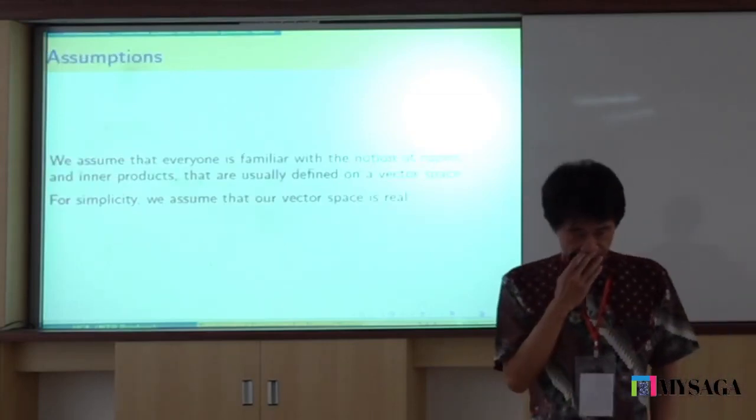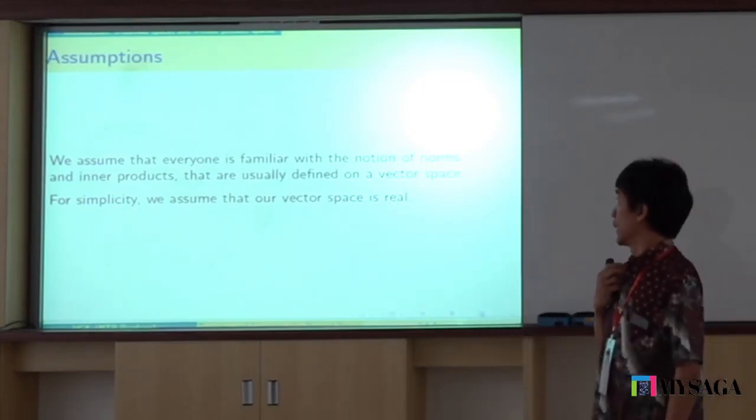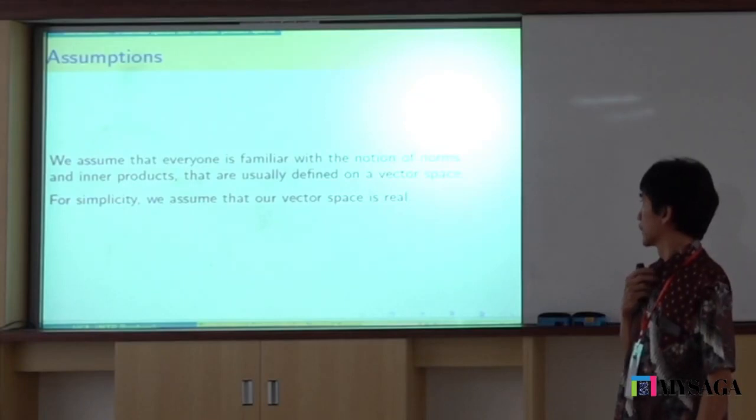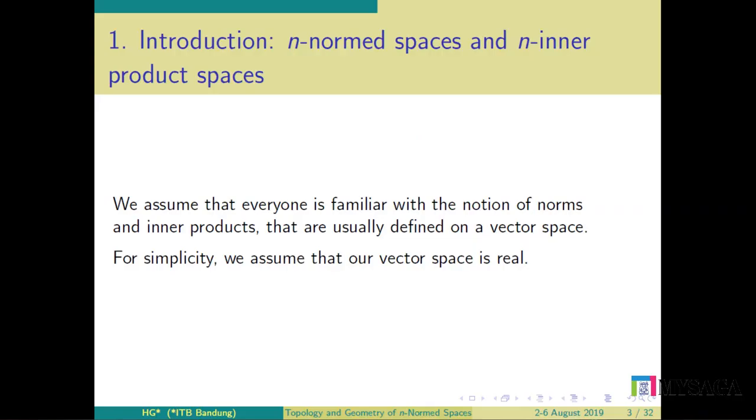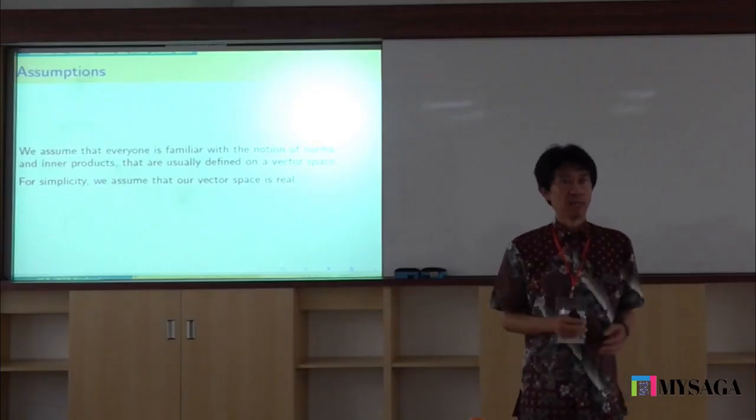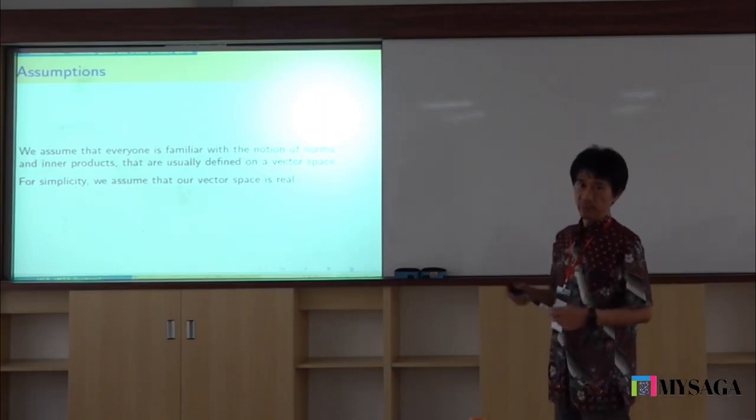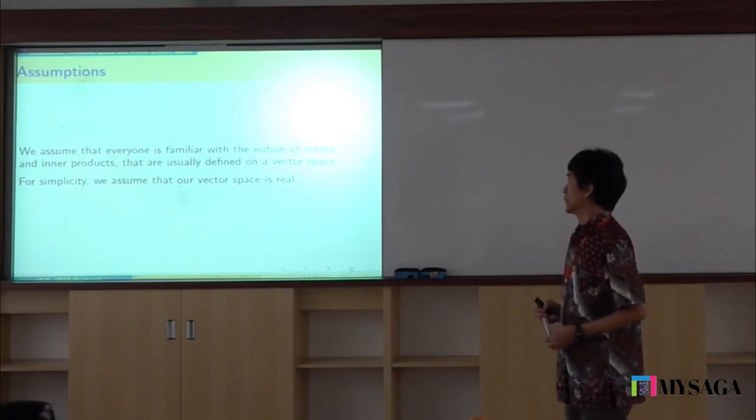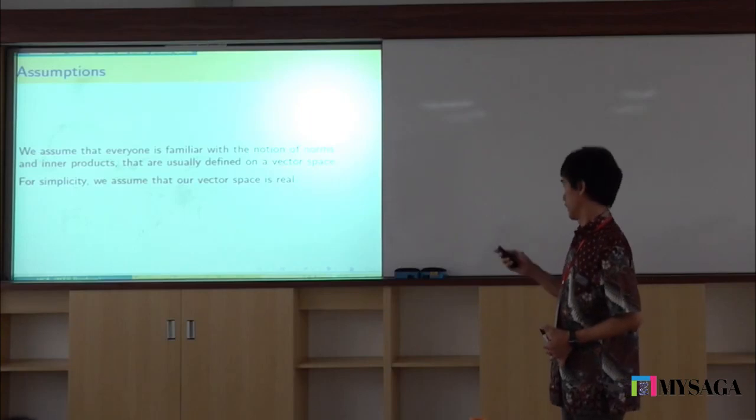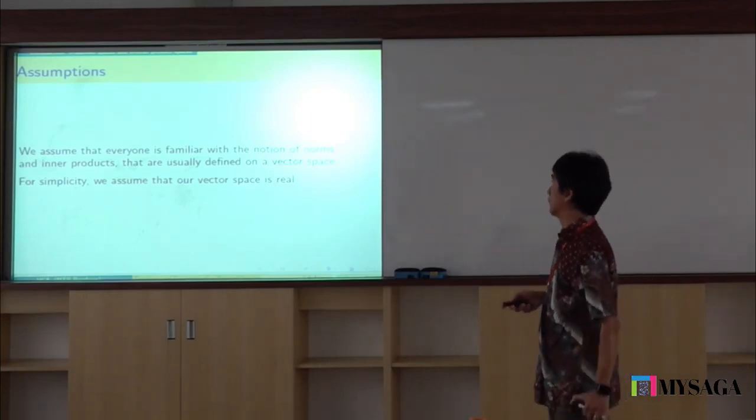Okay, so for the basic assumptions, I assume that everyone is familiar with the notion of norms and inner products. They are usually defined on a vector space, and for simplicity, I will assume that our vector space is real. That means the field is R, real numbers. If you like, you can do the complex version of what I talk about.